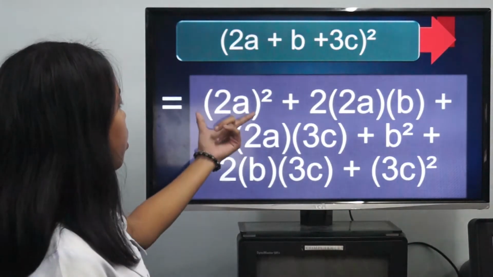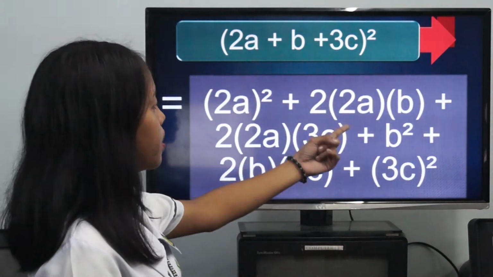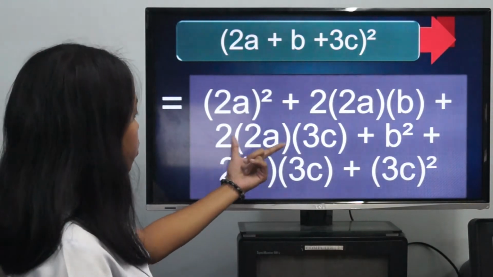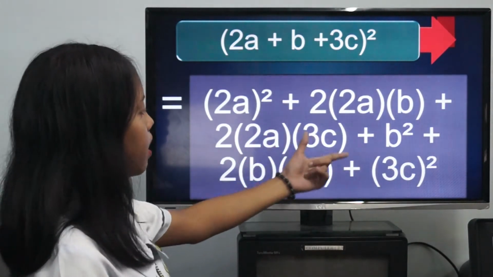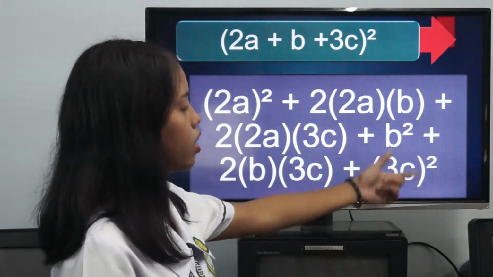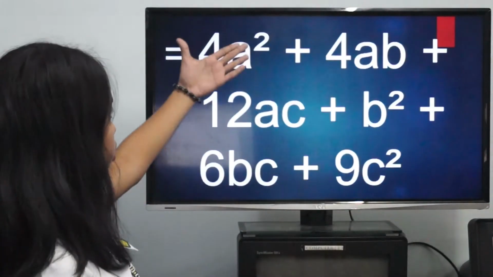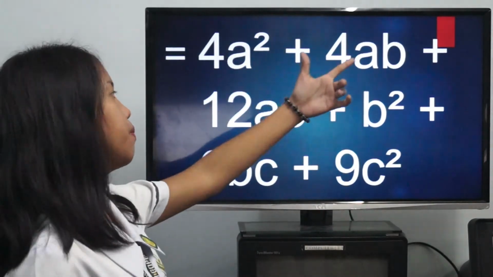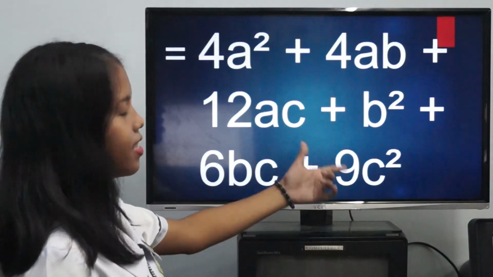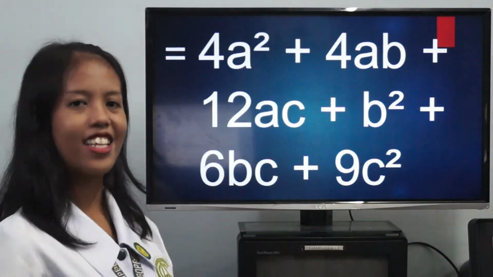This is equal to 2a squared plus 2 times the quantity 2a times b, plus 2 times 2a times 3c, plus b squared plus 2 times b times 3c, plus 3c squared. And this is equal to 4a squared plus 4ab plus 12ac plus b squared plus 6bc plus 9c squared. And this is now our final answer.